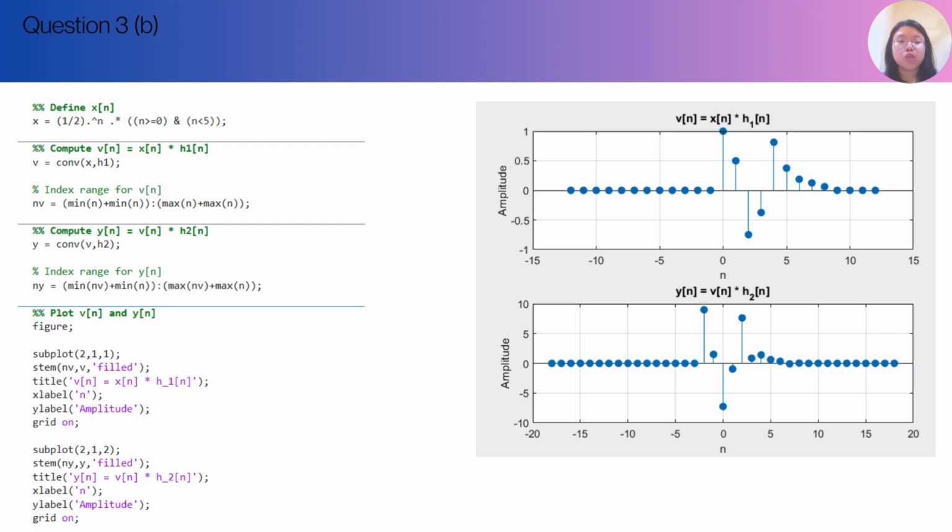Here, we connect h1 first followed by h2. The input xn goes into h1 producing an intermediate signal vn. This is calculated using convolution, vn equals xn convolved with h1n. Then vn becomes the input to h2 producing the final output yn equals vn convolved with h2n. In the code, we use the MATLAB built-in convolution function, then carefully compute the corresponding index vectors. Finally, we plot both vn and yn using subplot.